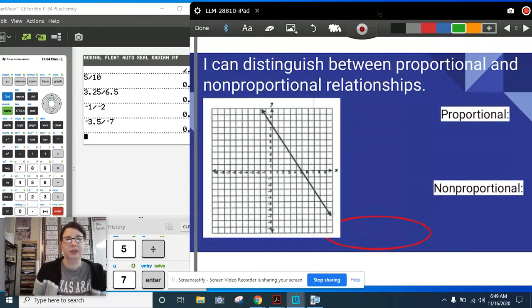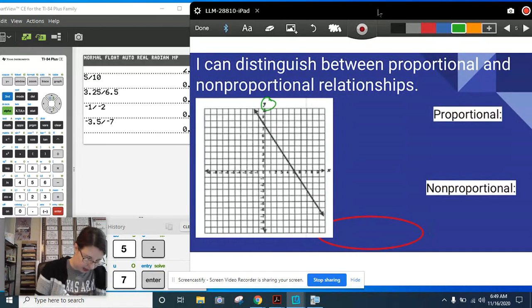Okay, so let's look at this graph here. I can distinguish between proportional and non-proportional relationships. I want to look at my y-intercept. I want to see where it is crossing my y. Here's my y-axis, and it crosses it right here.